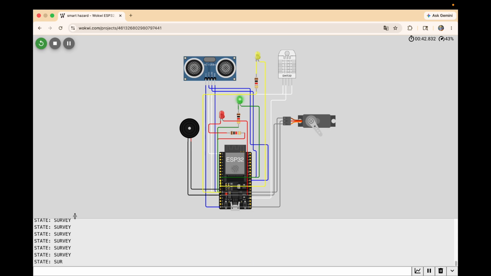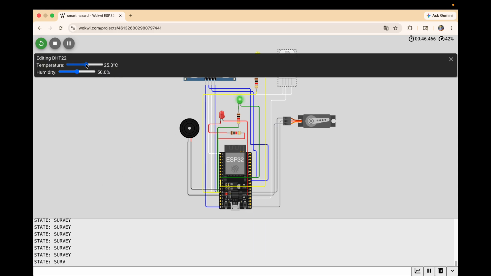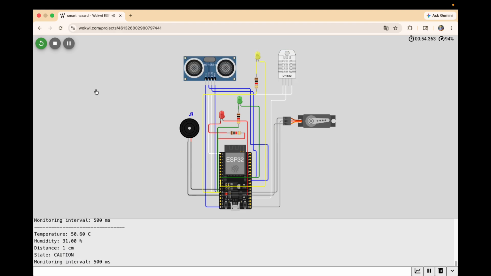Now moving on to the next one, which is the caution state. For that I'm going to set the temperature around 50 degrees Celsius and reduce humidity to 30%. So now you can see that the system enters the caution state because the warning threshold conditions have been exceeded. The yellow LED flashes, and the buzzer activates periodically to warn nearby users of a potential hazard.